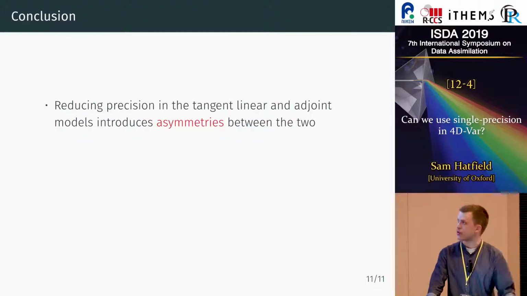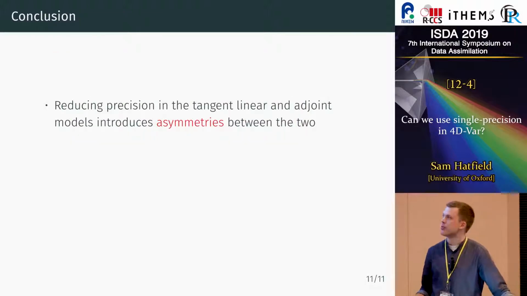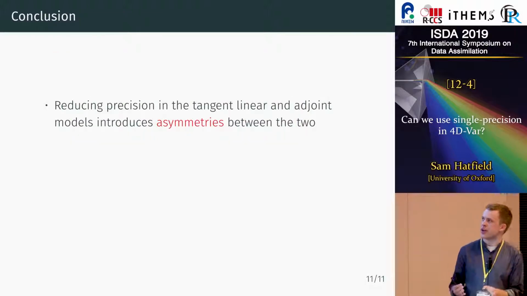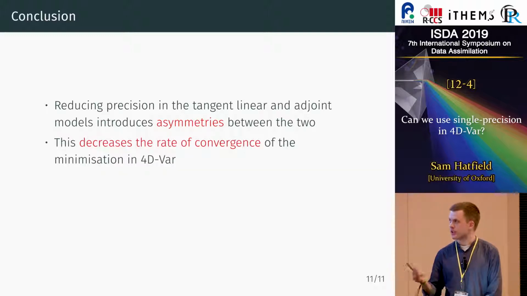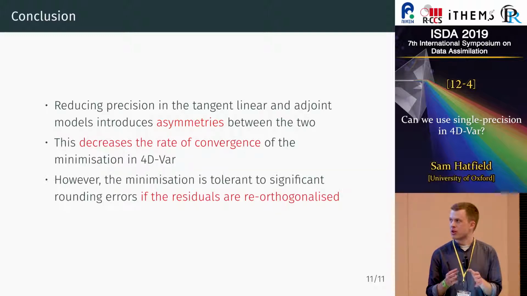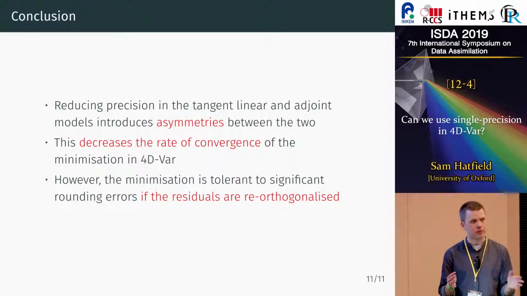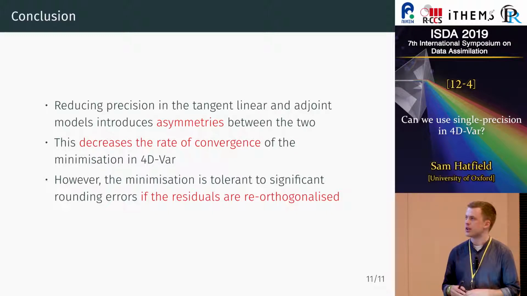So I'm going to conclude there with a couple of points. Reducing precision in the tangent and the adjoint models introduces asymmetries between the two, which affects the minimization for the ill-conditioned cases, as I just said. However, the minimization is tolerant to quite significant perturbations to the gradient vector, just as long as we reorthogonalize our residuals. So thanks for listening.